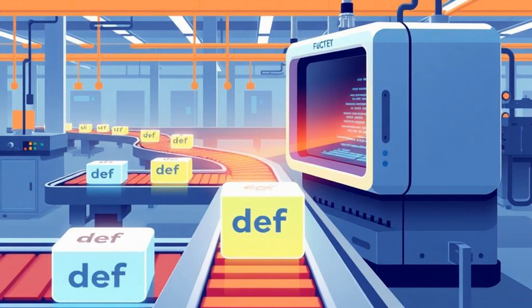At its core, a function is a named block of code that performs a specific task. Think of it like a specialized machine in a factory. You feed it raw materials, inputs, it does its work, and then it produces an output. In Python, we define a function using the def keyword, followed by the function name, parentheses, and a colon. The code block belonging to the function is indented. This indentation is super important in Python. It tells the interpreter what statements are part of the function.